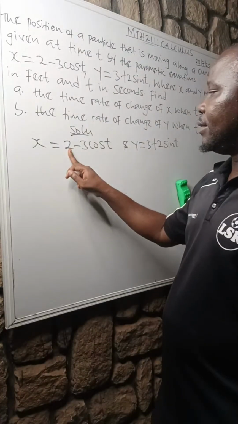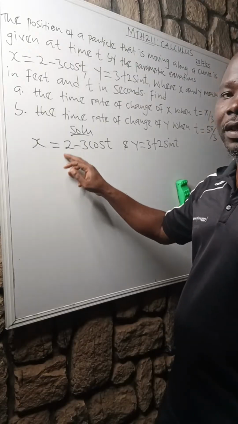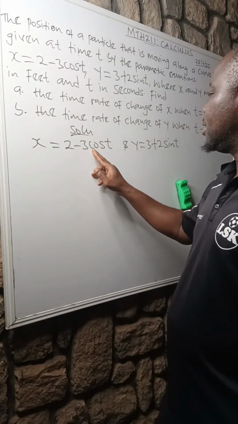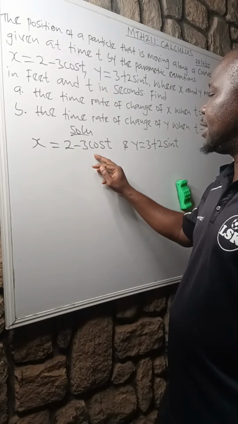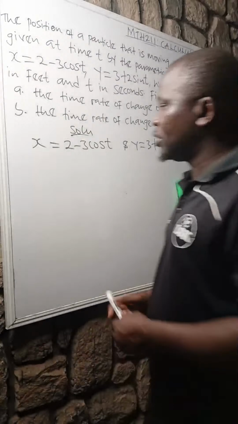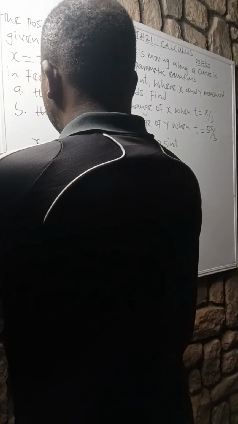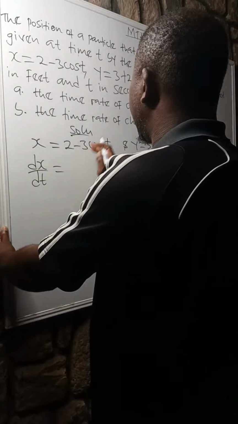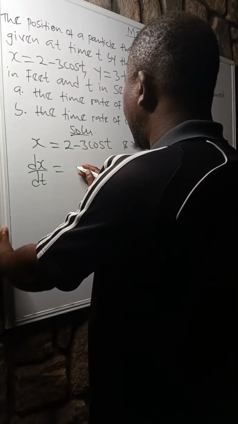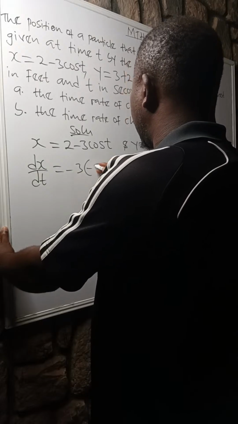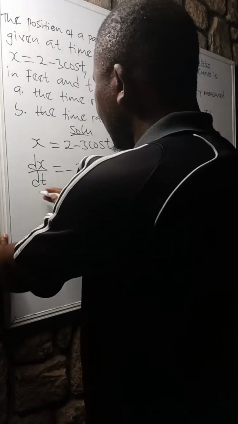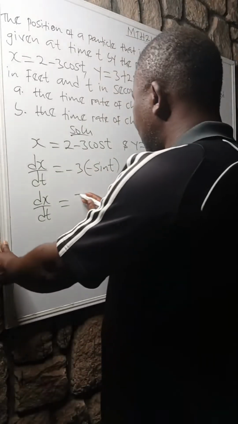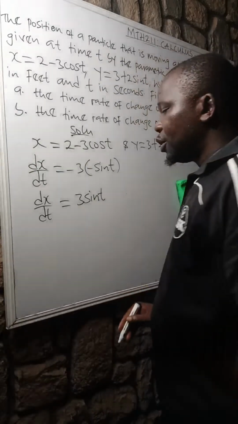Here 2 is a constant, so its derivative is 0. Then differentiating cos t gives minus sine t, multiplied by the minus 3. So dx all over dt equals 0 plus minus 3 open bracket minus sine t, and minus times minus is plus, so dx all over dt equals 3 sine t. Do you understand?